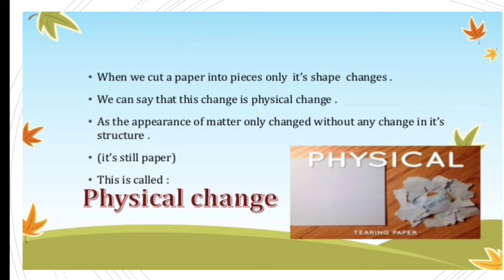Suppose when we cut a paper into pieces, only its shape changes. So we can say this is a physical change, as only the appearance of the matter, the paper, has changed without any change in its structure. It's still a paper. So this is called a physical change.